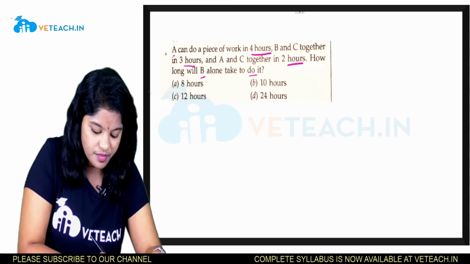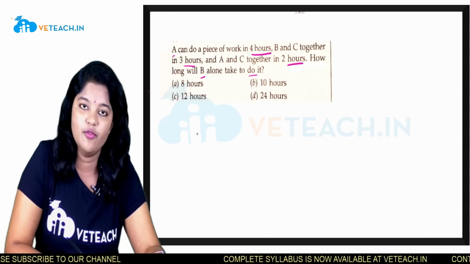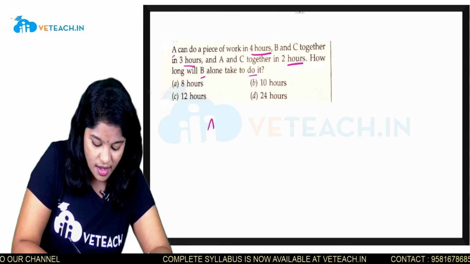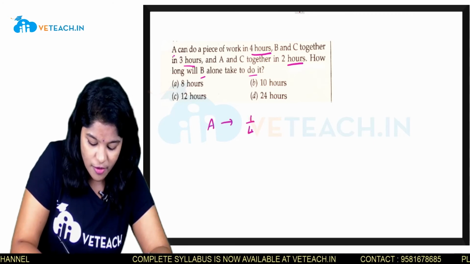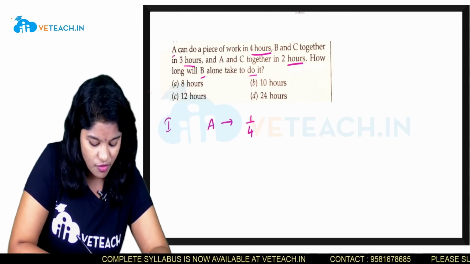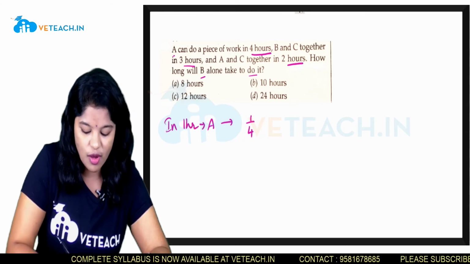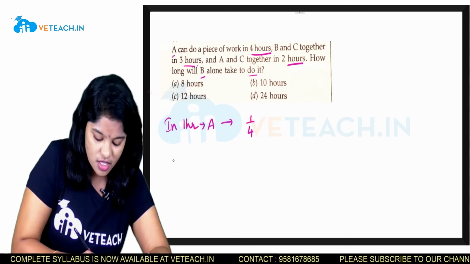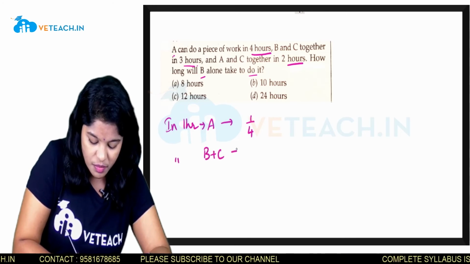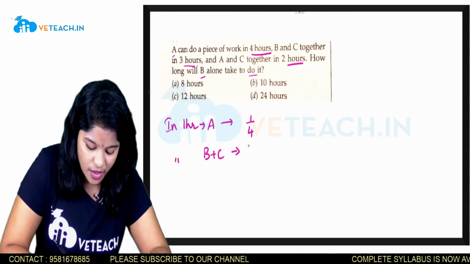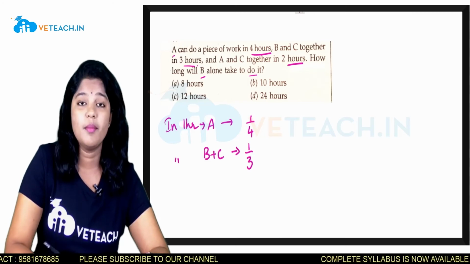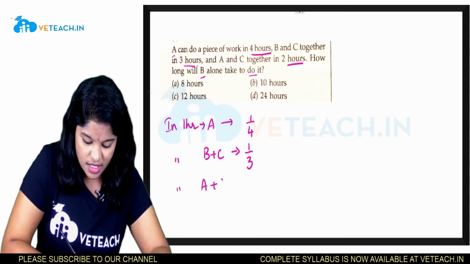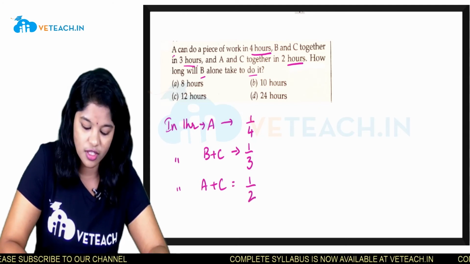So they have given A can do a piece of work in 4 hours. Since A can do a piece of work in 4 hours, so per hour A can do 1/4 of the work. So in 1 hour A can do 1/4 of the total work. Similarly, B and C together can do it in 3 hours. So again in 1 hour B plus C, that is B and C can do 1/3 of the total work. Similarly, in 1 hour A and C can do 1/2 of the total work.